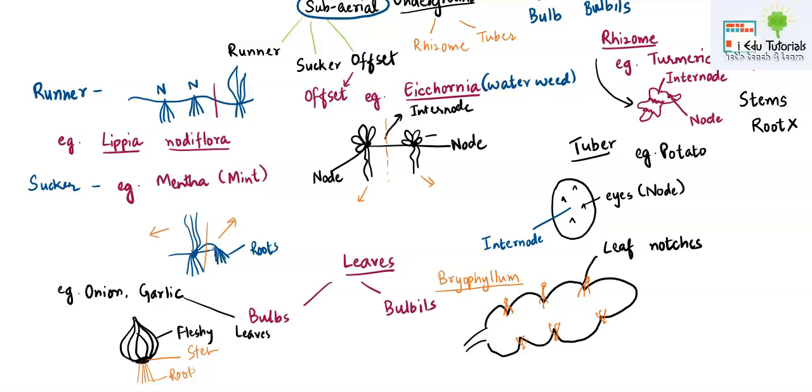So again, this is a part of reproduction. So here we have finished vegetative propagation through stem and leaves. Stem, it could be subaerial or it could be underground. Under subaerial, you need to know what is runner, sucker and offset. And in underground, you must know what is rhizome and tuber. In leaves, you must know what are bulb and bulbils along with the examples.